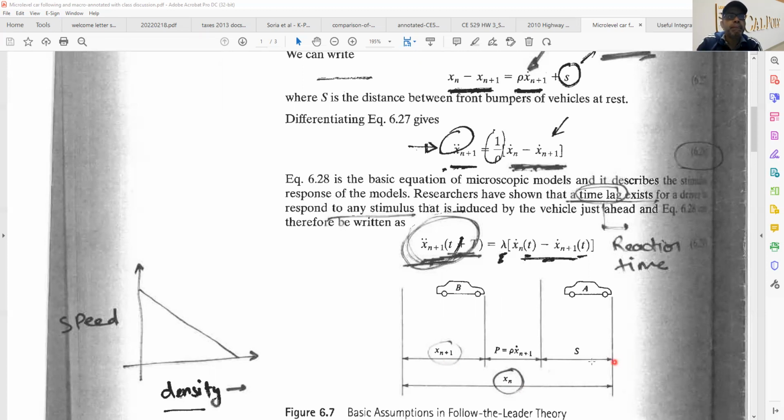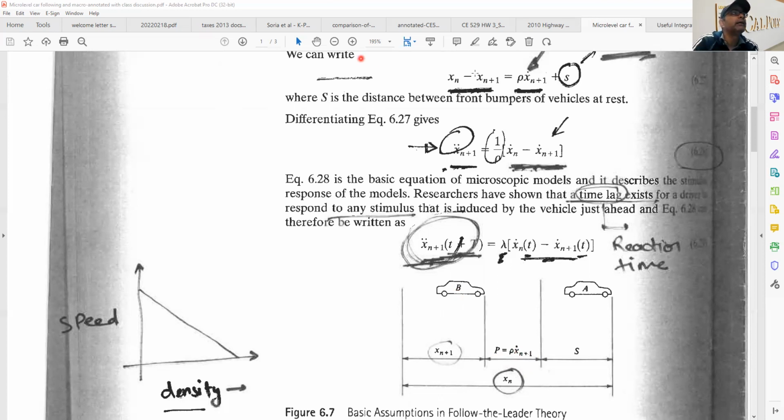And we are defining a safe distance S that the follower would want to maintain if both cars were at complete stop. Okay. So this is your S value. And then what would be the spacing that the follower would want to maintain while moving? That would be defined as P, and that's the parameter rho times x dot n plus 1. And remember, n plus 1 is just a subscript to define the follower B. And x dot, remember, dot stands for derivative with respect to time.